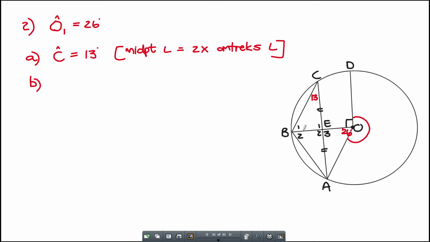We can get this one. You guys agree? Okay, so I'm going to say CBE.